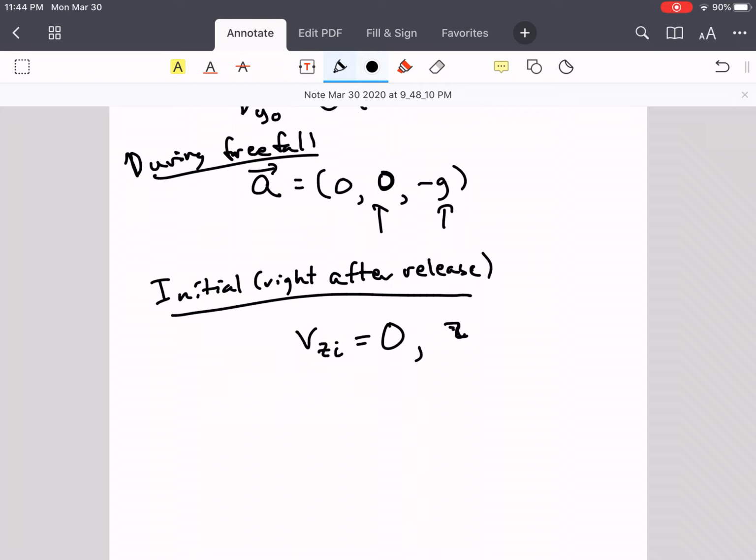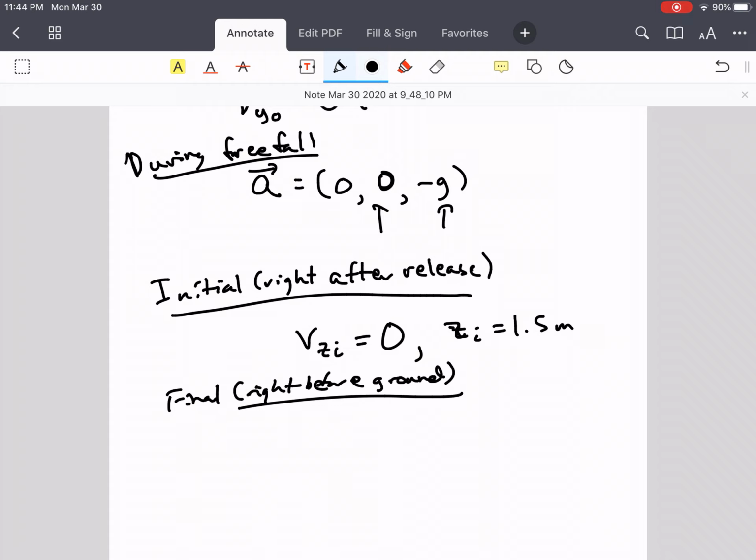The z coordinate, z initial, is 1.5 meters. That's the height that's given to us. And the time is, let's just call it 0. It doesn't really matter. Final, right before it hits the ground, we don't know the velocity. We only know the position, z final is 0. It hits the ground, let's call that z equals 0. So I know my velocity, I know z initial, I know z final. That's going to be enough to solve the problem.